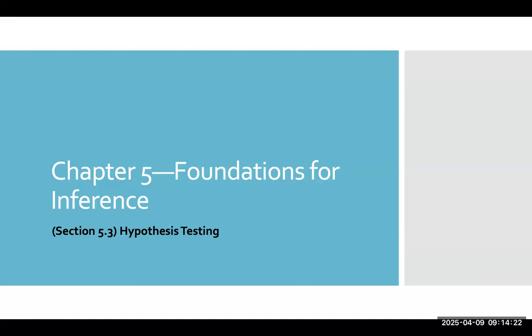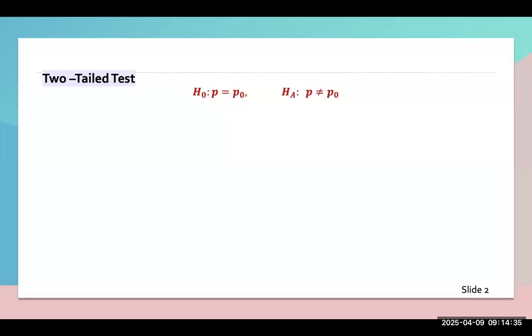In this video, we're going to continue to learn about hypothesis testing. We're going to learn about three types of tests. There's a two-tailed test, a left-tailed test, and a right-tailed test. A two-tailed test is when the alternative hypothesis is p is not equal to some number.